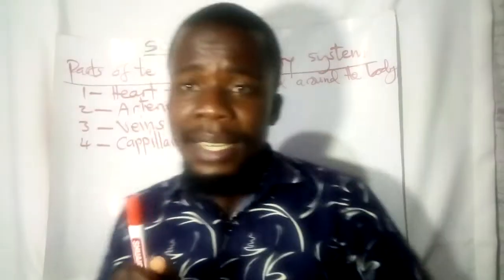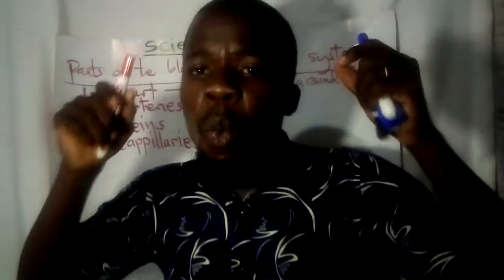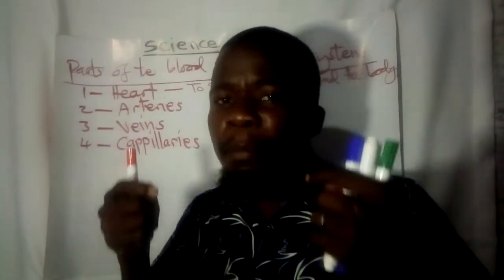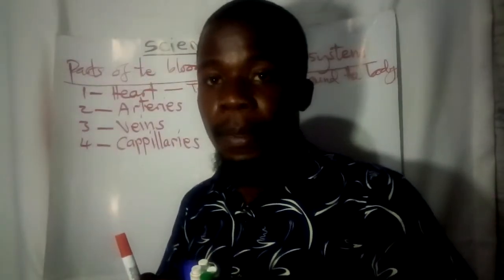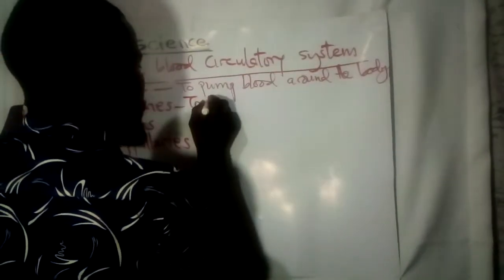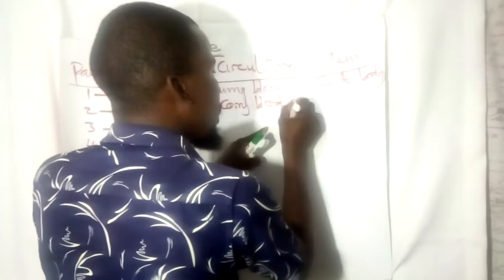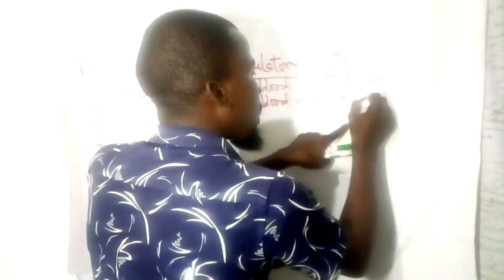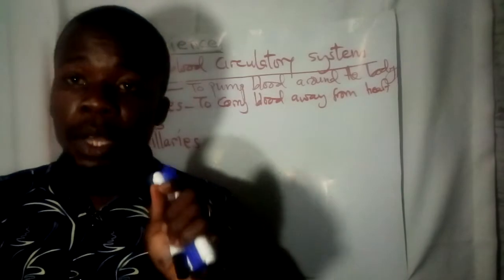The function of the arteries is to carry blood out of the heart or away from the heart. The function of the arteries is to carry blood away from the heart. Okay? We'll see that. So, to carry blood away from the heart. So that is the function of the arteries.